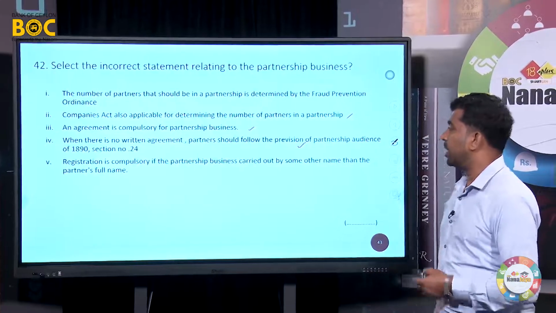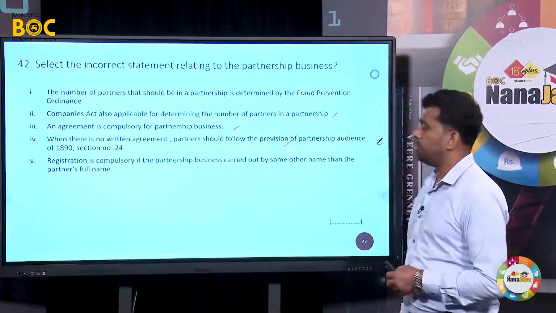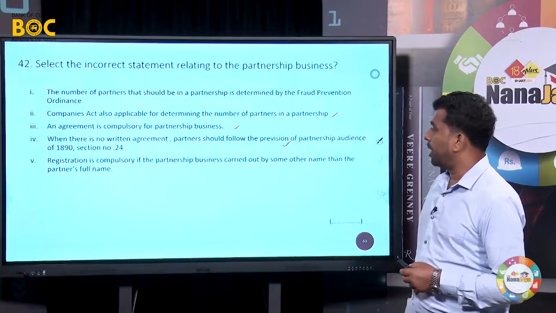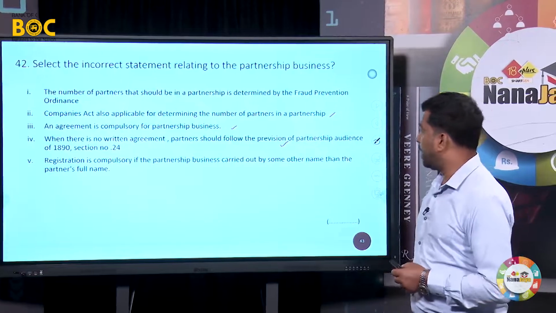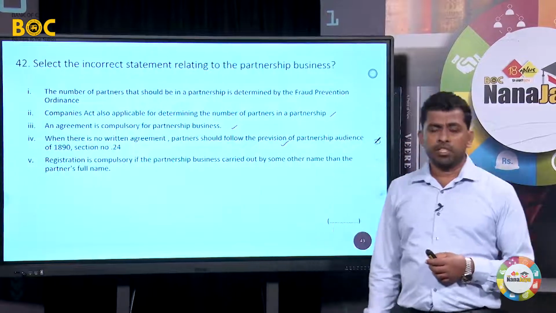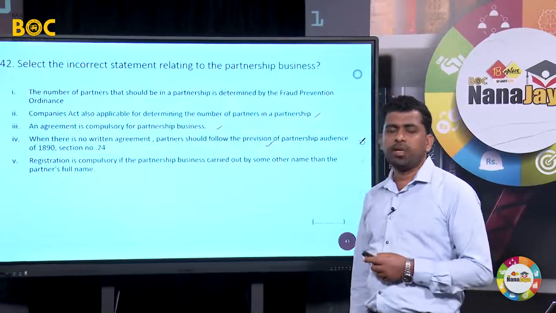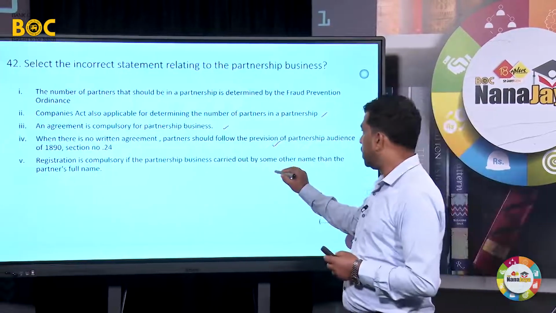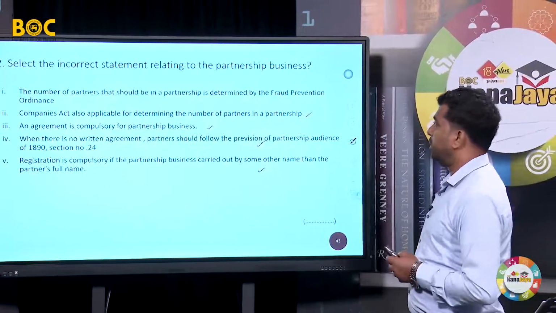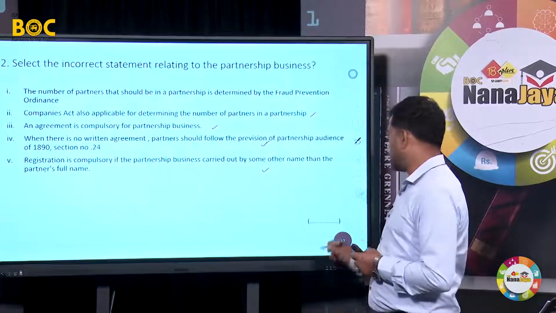Registration is compulsory if the partnership business is carried out by some other name than the partners' full name. When a partnership carries out its activities with another name other than the true and actual name of the partners, that should be registered under the Business Names Ordinance number 6 of 1918. This one is also correct. So the incorrect statement is that the number of partners that should be in a partnership is determined by the Fraud Prevention Ordinance.